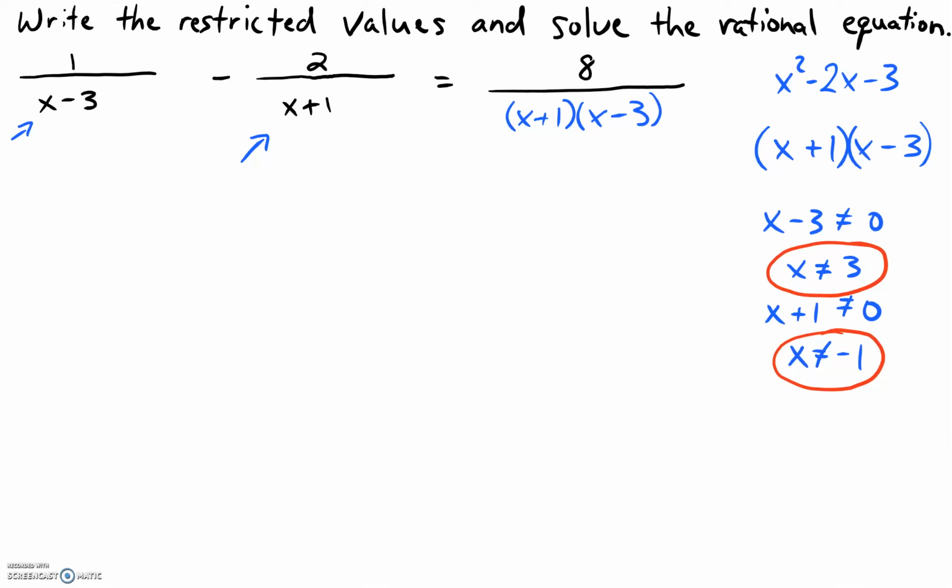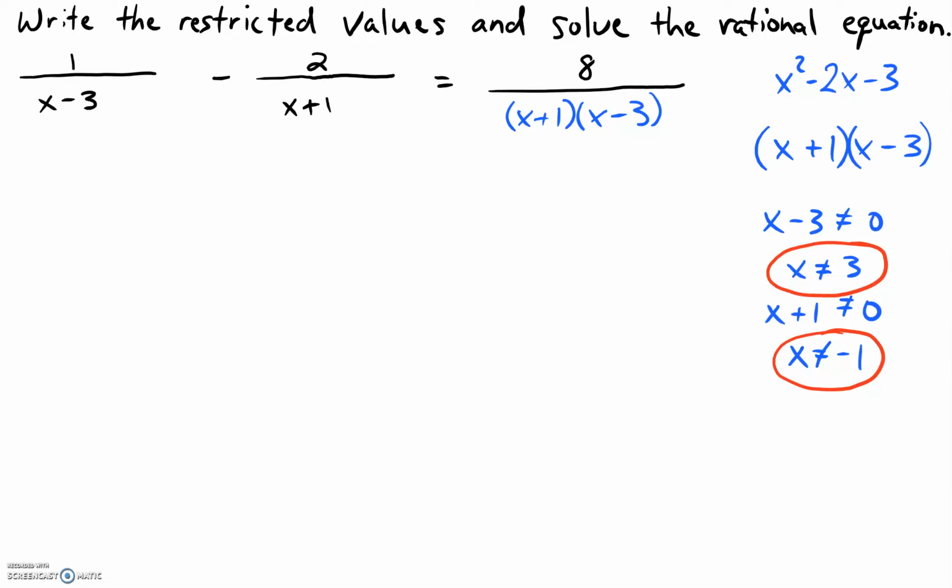So in other words, if we solve this rational equation and get down to the end and we get x equals one of these two numbers, then we know we have to throw out that solution, and we say there is no solution. So now that we have the restricted values in place, now that we've rewritten the problem to make it a little bit easier to work with, let's actually solve it.